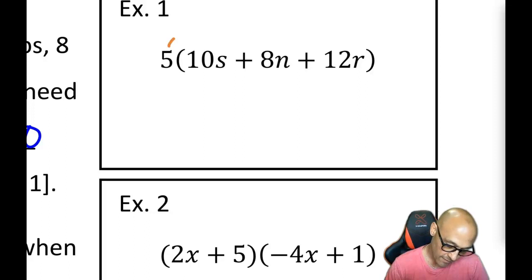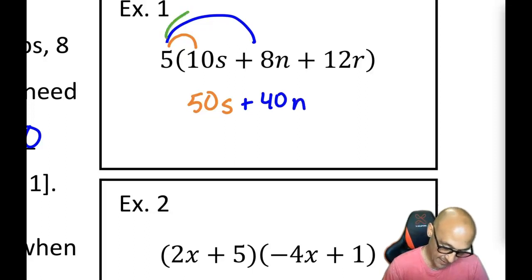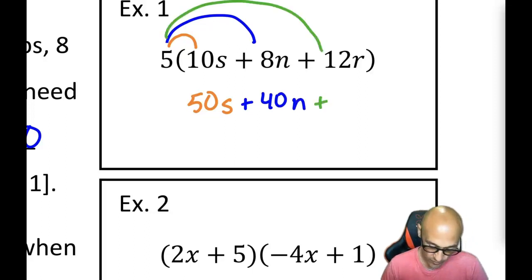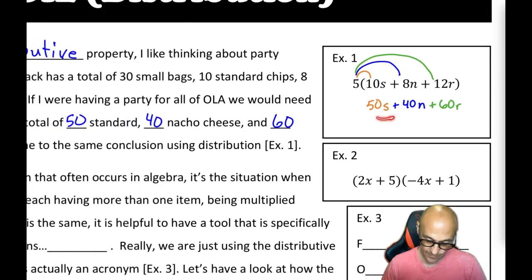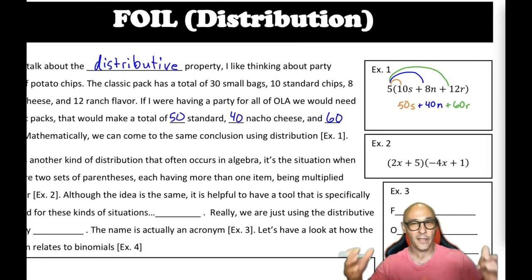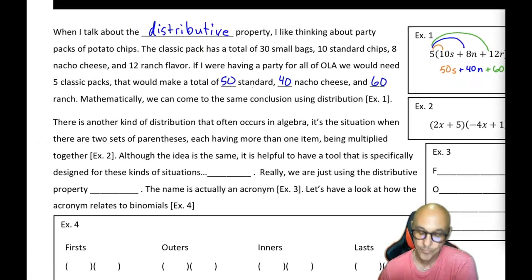So I'm going to use 5 times 10s will give me 50s. 5 times a positive 8n will give me 40n. And 5 times positive 12r will give me 60r. So what you can see is we have 50 standard, 40 nacho cheese, and 60 ranch. So that's the way that you can think of distribution like party packs of potato chips. If you're like me, you'll like that.